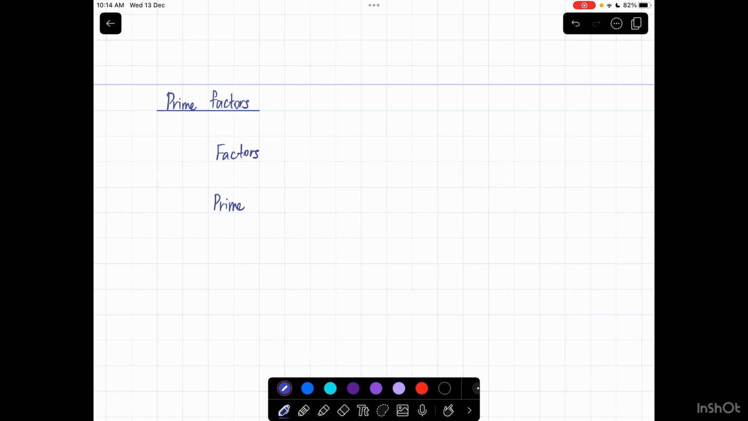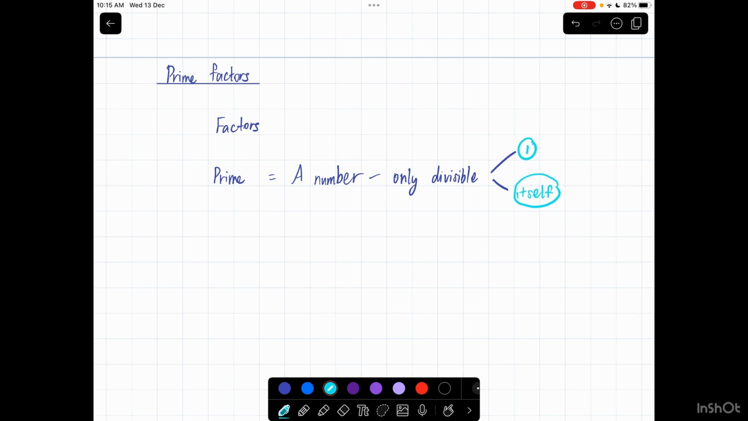The word prime refers to a number. Well, all the terms refer to a number. A prime refers to a number that is only divisible by the number 1 and also by itself. A number that is only divisible by 1 and itself is known as a prime number.